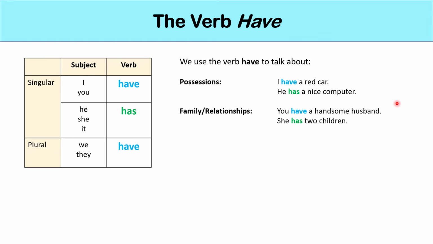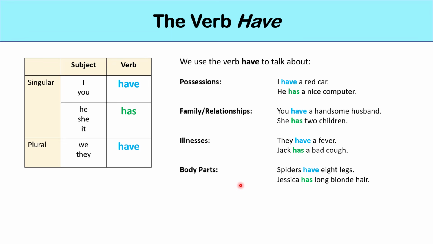We also use the verb have to talk about family and relationships. You have a handsome husband. She has 2 children. We also use the verb have to talk about illnesses. They have a fever. Jack has a bad cough. And we use the verb have to talk about body parts. Spiders have 8 legs. Jessica has long blonde hair.